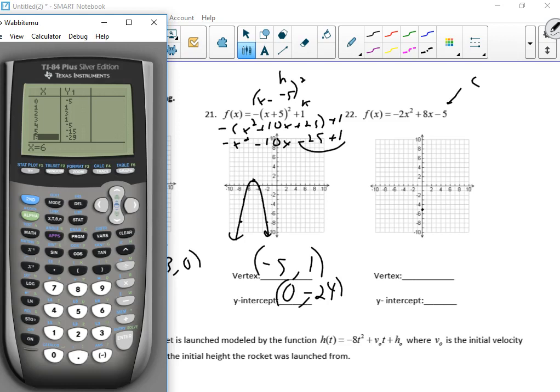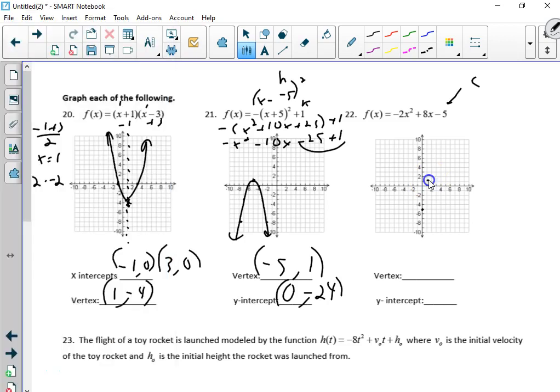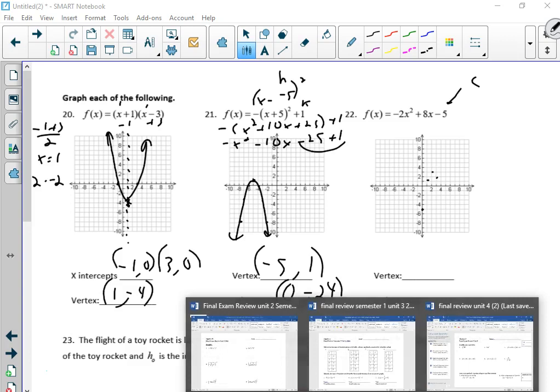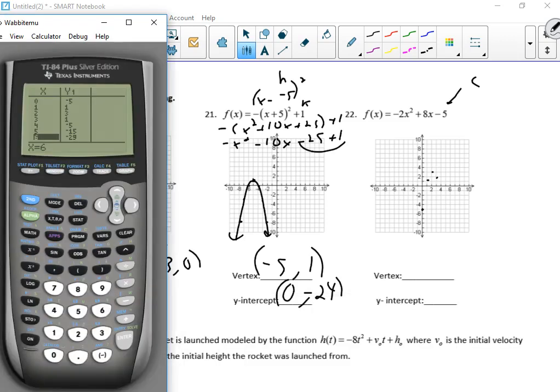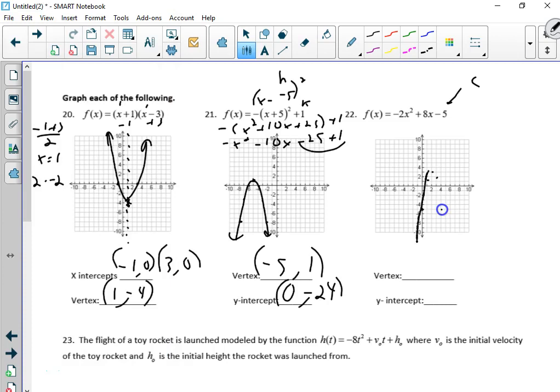So 1, 1, 2, 3, 3, 1. 4, -5. And there we have it.